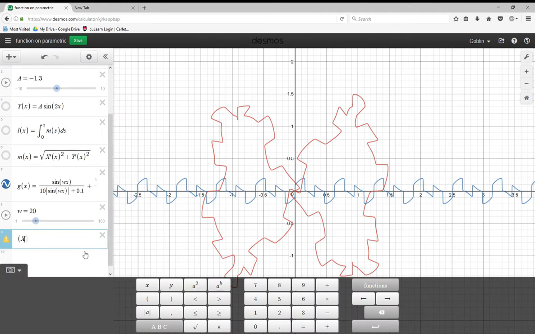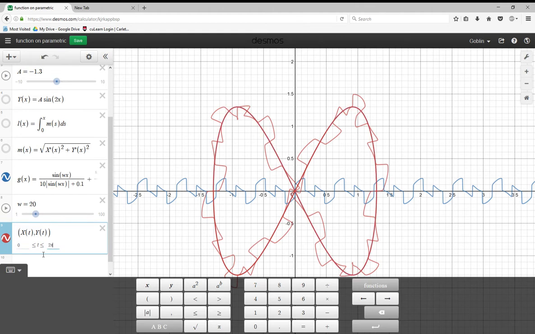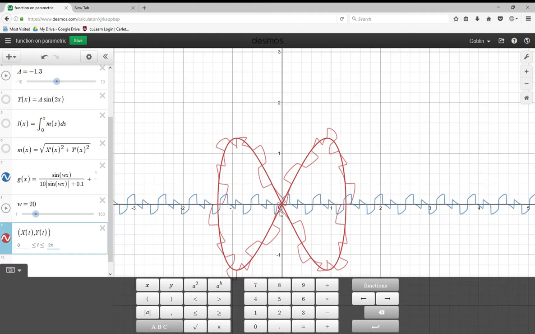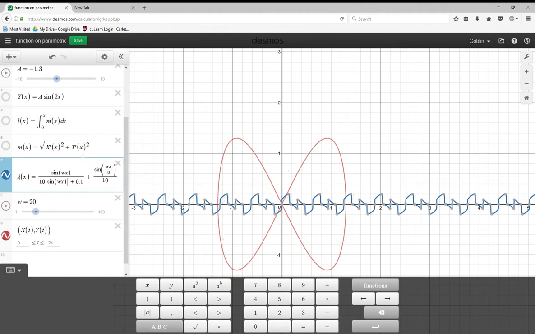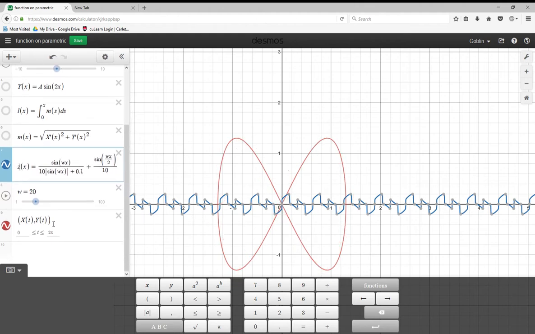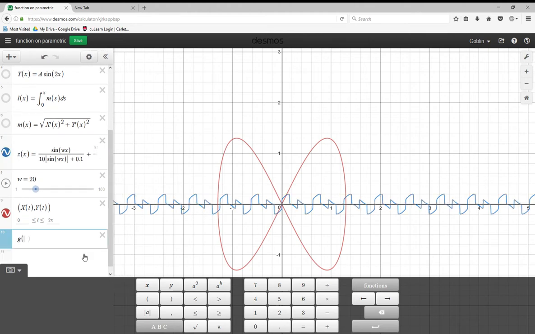So let's just go x of t and y of t, and let's make it go to 2 pi. As you can see, it makes this lemniscate, and it's putting the blue function on it. It looks pretty ugly because the blue function's not that nice. But if I'm gonna change this to like z. Now there's no g of x. I'm gonna make another g of x that's simpler.